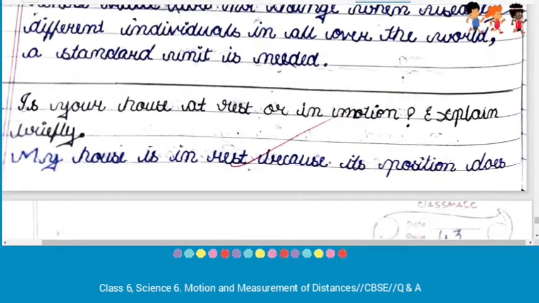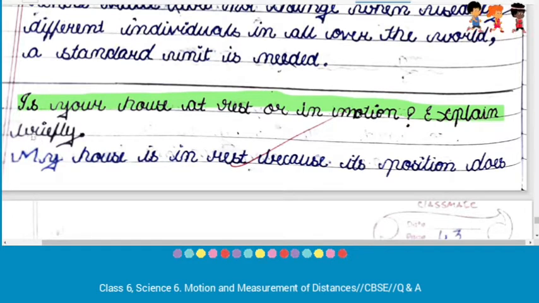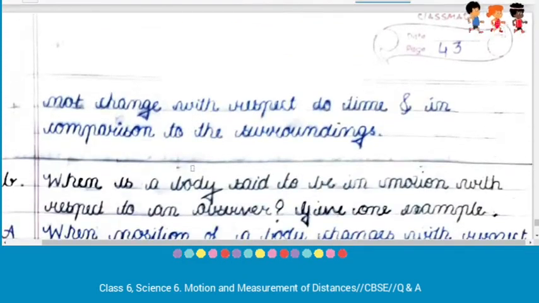Second question, is your house at rest or in motion? Explain briefly. Answer, my house is at rest because its position does not change with respect to time and in comparison to the surroundings.